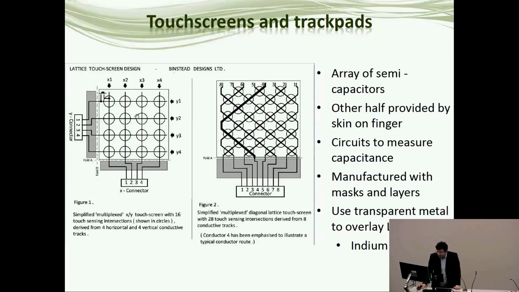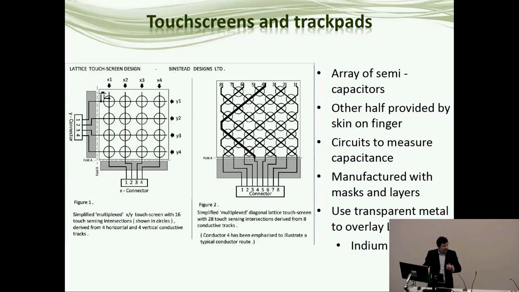So you have these half capacitors sitting in a grid, and then you put in some analog circuitry and some digital logic to measure the capacitance, and that's going to tell you which of the capacitors are close to fingers. So you don't actually have to touch a touchscreen. You can be a tiny little distance away, and you'll still see the capacitive effect.